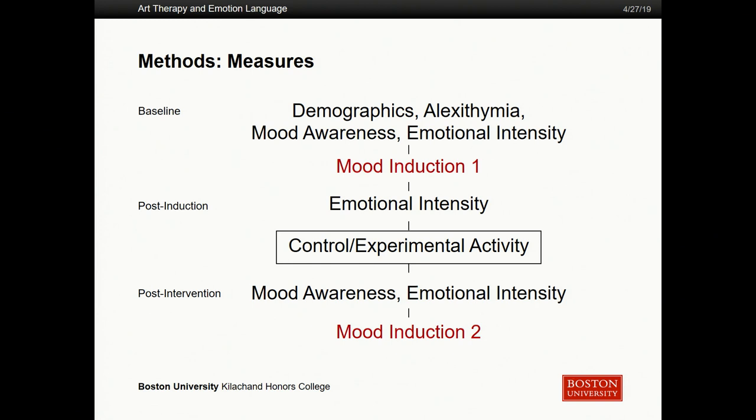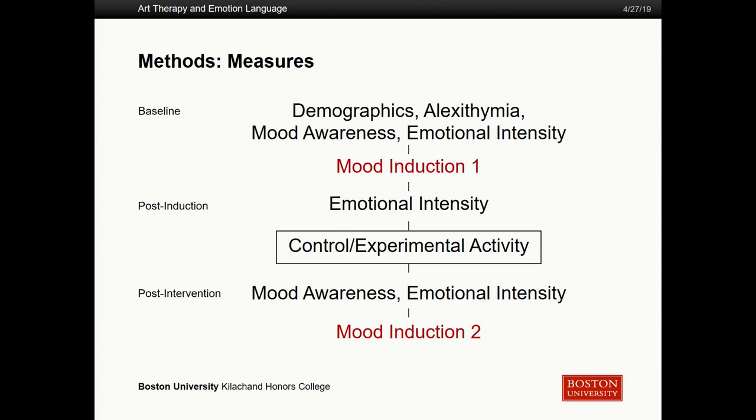So how do we measure to see if there were any differences amongst these two conditions? First, we had quantitative measures of alexithymia, which I mentioned before is the clinical deficit in emotion language skill, mood awareness and emotional intensity that are also associated with emotion language. And more importantly, we had a qualitative measure of emotional granularity called a mood induction. What happens in a mood induction is we have participants write for 10 minutes about a recent emotional experience that they had. And this sort of induces that negative state or that emotion that they were experiencing. They would then complete the art activity followed by the same quantitative and qualitative measures to see if we could get any change on any of these variables.